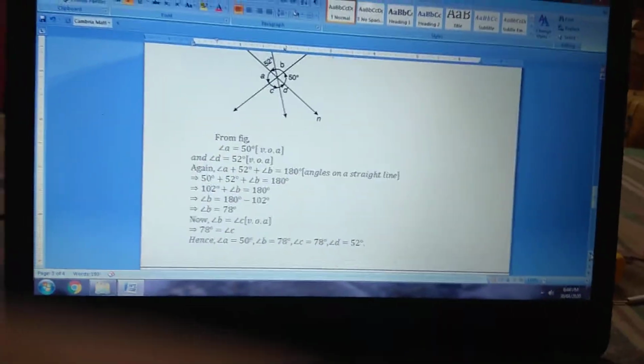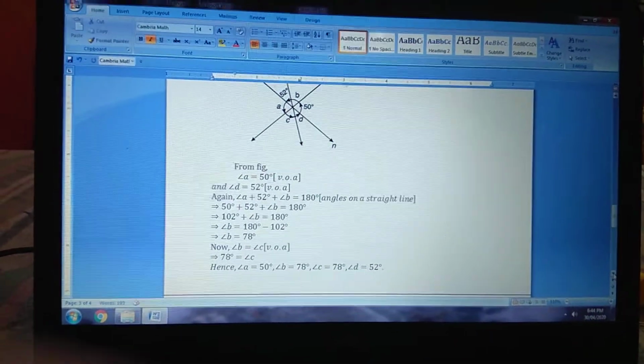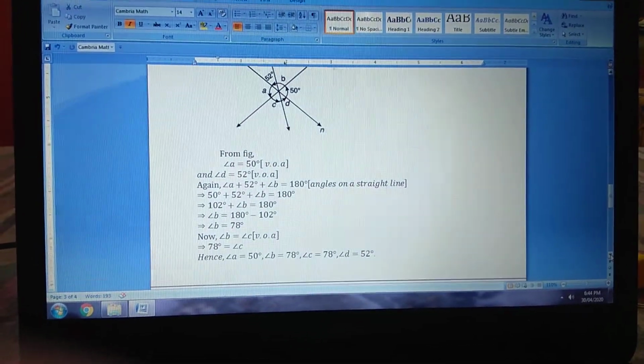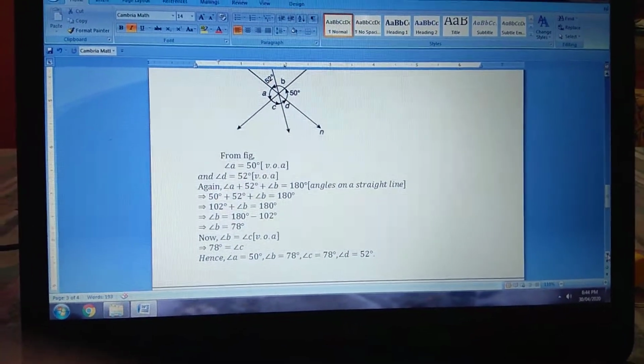I hope the concept and explanation is clear to the students. The remaining sums you are asked or requested to solve by yourself in a systematic manner.